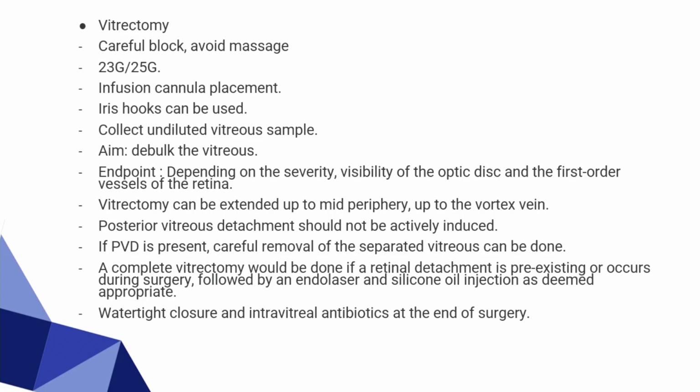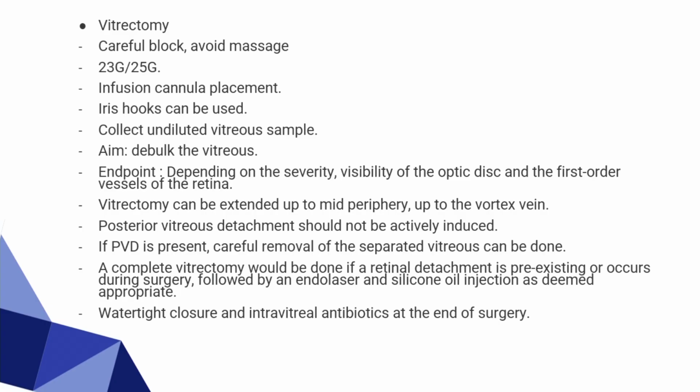Iris hooks can be used when the pupil is non-dilating. The first step is to collect an undiluted vitreous sample, avoid hypotony. Also, we could check the connections before collecting the undiluted samples, because there can be a lapse sometimes. The aim is to debulk the vitreous, and the endpoint, depending on the severity of the case, is visibility of the optic disc and the first order vessels of the retina. Vitrectomy can be extended up to the mid-periphery safely as much as possible.